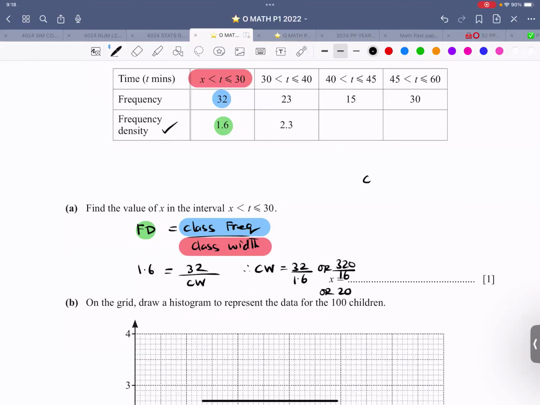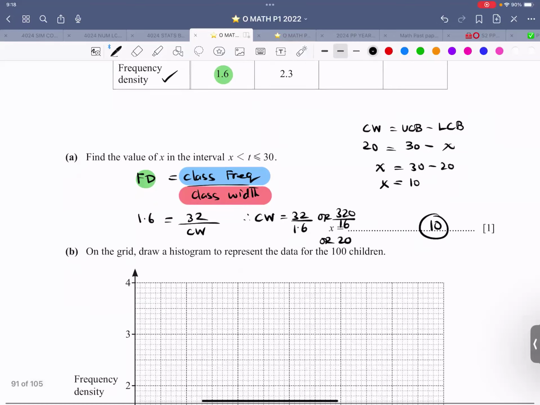So class width is upper class boundary minus lower class boundary. This is 20. Upper class boundary is 30. Lower class boundary is x. So therefore, make x the subject. That's 30 minus 20, which is 10. So the value of x comes out to be 10 over here. A very nice question. Simple, but very nice.